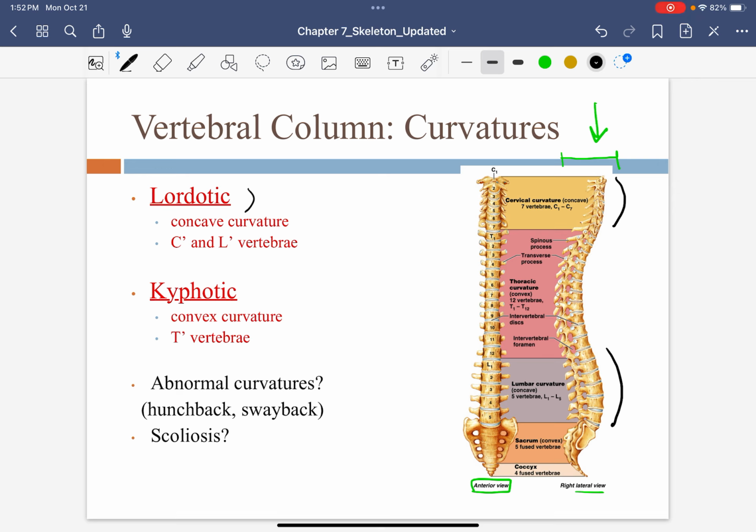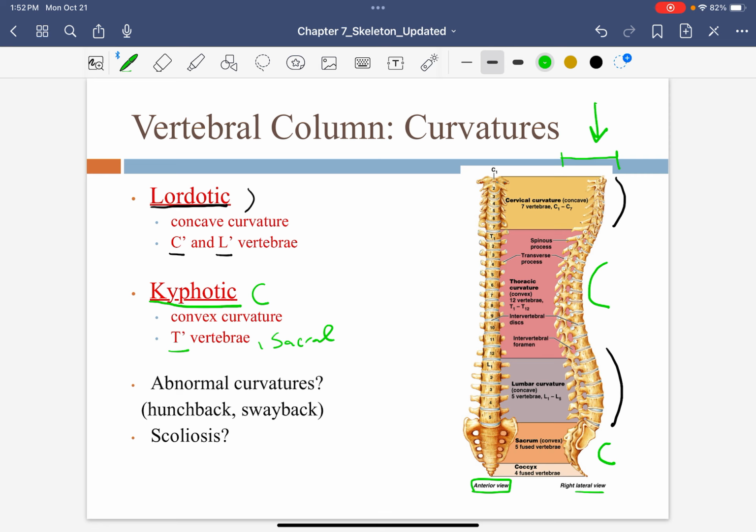A lordotic curve, so what you need to know is a lordotic curve occurs in the cervical and lumbar. If you ever see a capital letter with an apostrophe, that's just shorthand. So we see lordotic, that shape curve in the cervical and lumbar. The opposite is like a C shape, and we see that in the thoracic and the sacral. And that is called a kyphotic curvature. So you need to know we have a lordotic natural curvature in cervical and lumbar, kyphotic in thoracic and sacral.